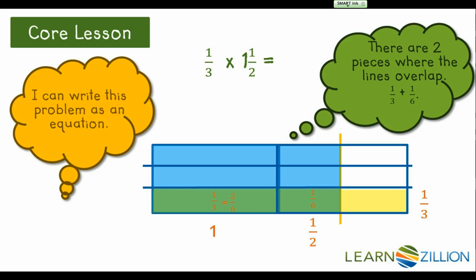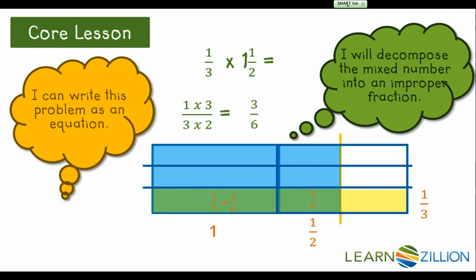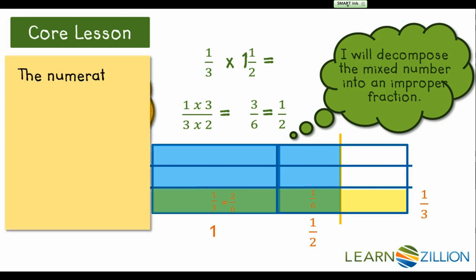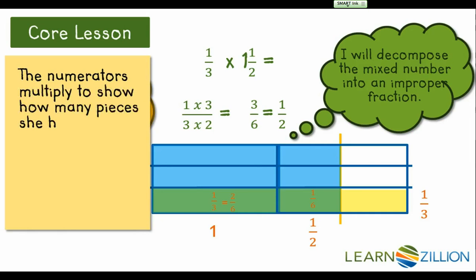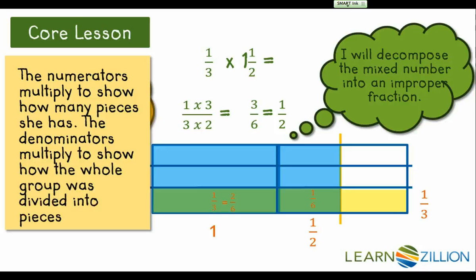And I can write this problem also as an equation. But I'm going to need to decompose the mixed number into an improper fraction. So I can recopy 1/3, but I'm going to change 1 1/2 into 3 halves. Now I'm ready to multiply. I'll multiply the 2 numerators, and I'll multiply the 2 denominators. So here you can see it rewritten as 1 times 3 equals 3, and 3 times 2 equals 6. That's 3/6, which I know is equal to 1/2. The numerators multiply to show how many pieces she has, and the denominators multiply to show how the whole group was divided into pieces.